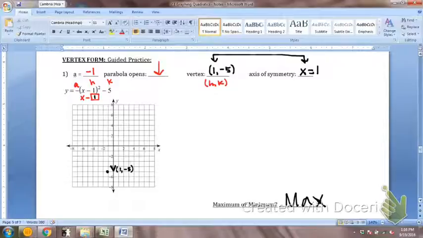The axis of symmetry, still a dotted line. And we label it. That's +1, -5, it shouldn't be.